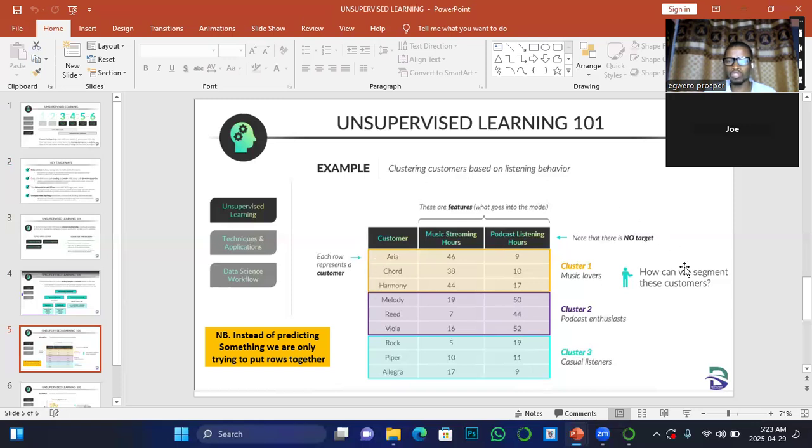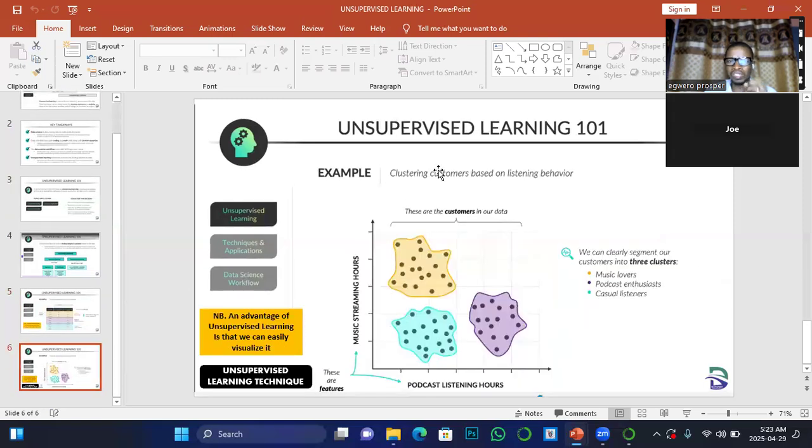Okay. So the question we should be asking here is, how can we segment this customer? That is what we are doing here, because here we are clustering customers based on listening behavior. So this is just an example so that you have a clear picture of what unsupervised learning is targeting. Now, that same table that I showed you with those clusters is what I have visualized here. All these are practical things we are going to do, but I'm only trying to give you a pictorial representation of what we are going to exploit Python functions to achieve.